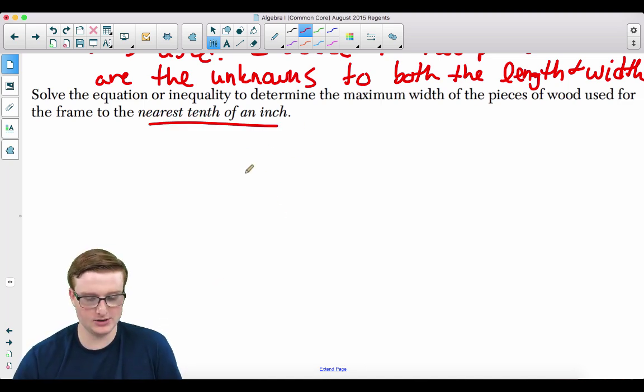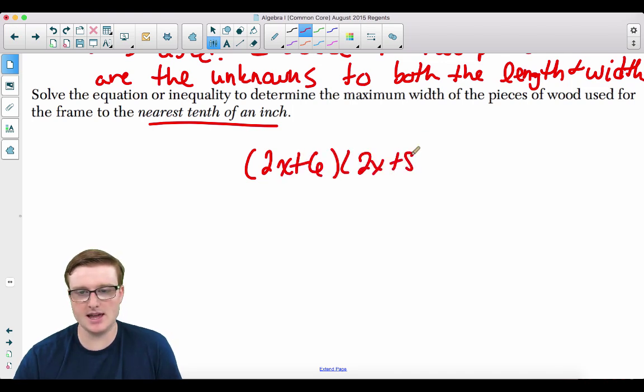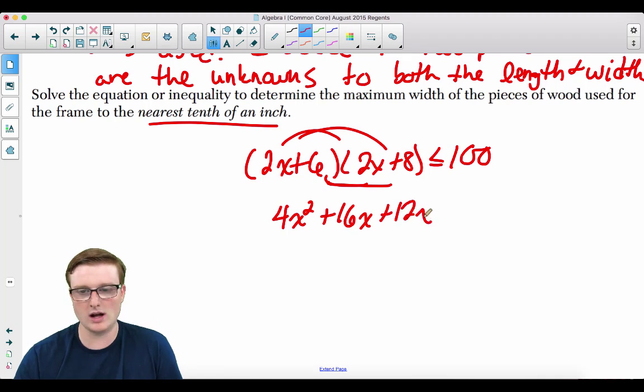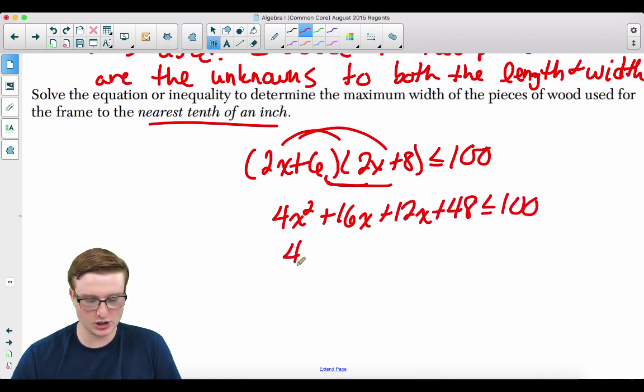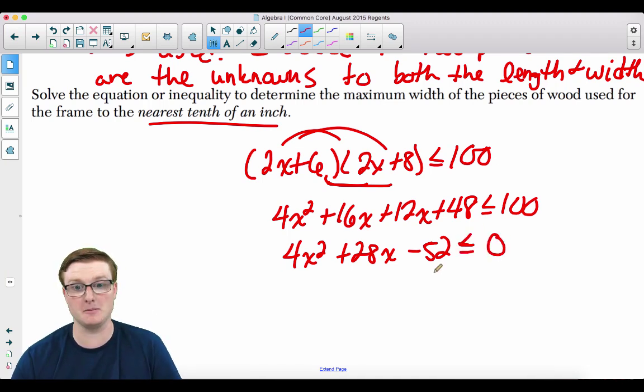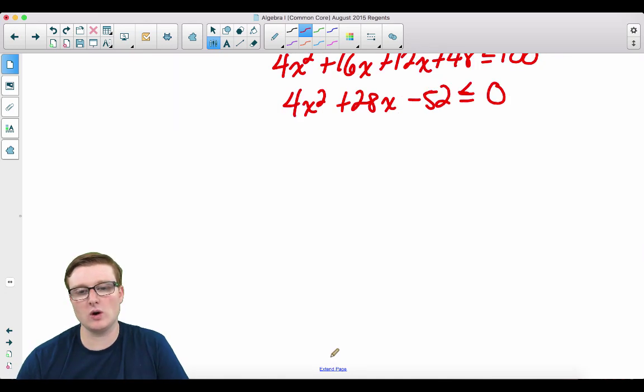Here we go. So we have (2x plus 6)(2x plus 8) that's less than or equal to 100. I'm going to distribute these. We then get 4x squared plus 16x plus 12x plus 48 is less than or equal to 100. Combine like terms, you get 4x squared plus 28x minus 52, and that is now less than or equal to the number 0. Now from here, we need to use the quadratic formula.